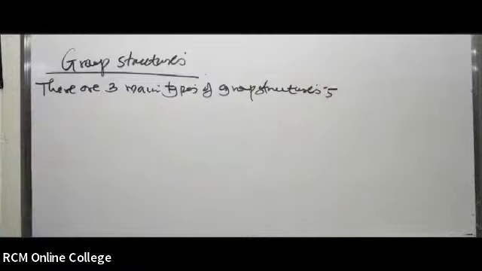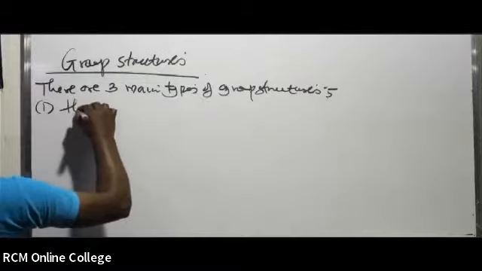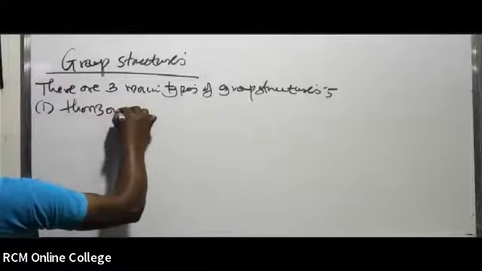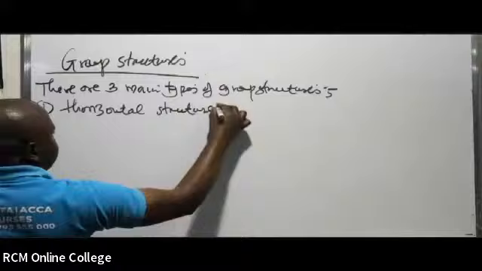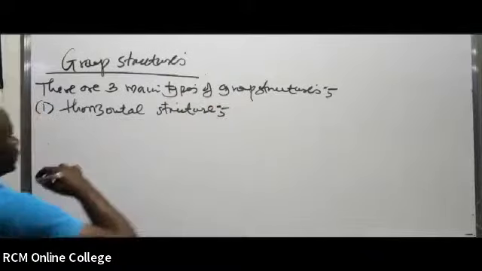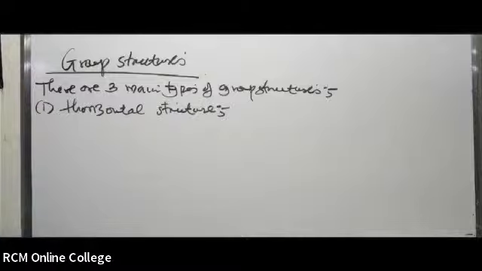So number one, you write horizontal structure. And you will write something about horizontal structure. Then you'll be able to draw it using how it looks like. You write this about horizontal structure.